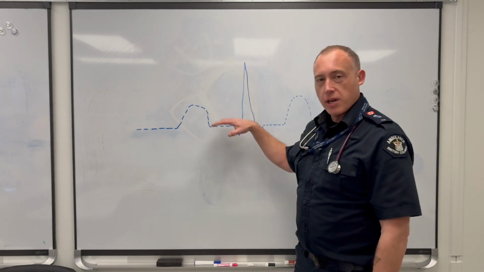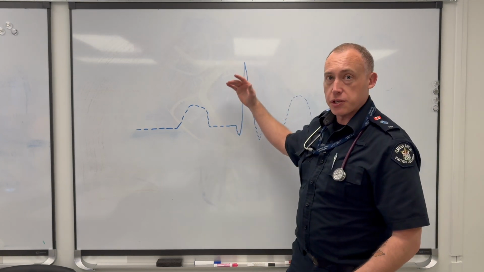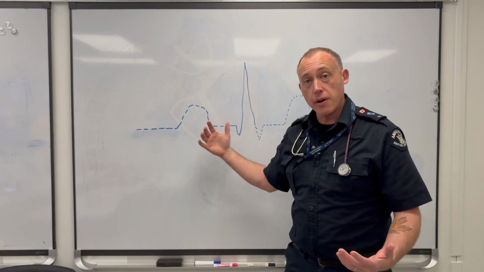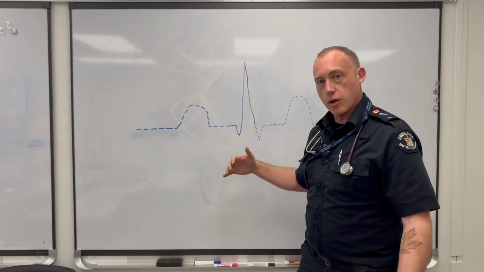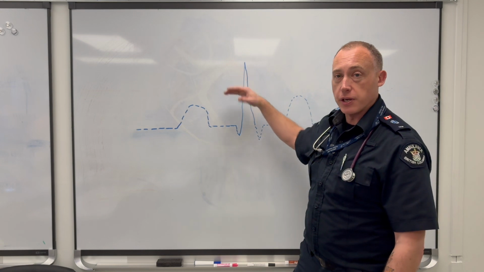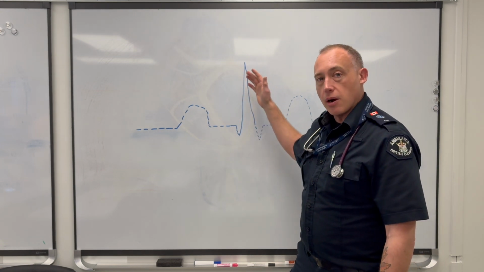So the R wave is defined as the first upward deflection that comes after the P wave and the PR interval. If you see a downward deflection, that's a Q wave like we talked about, and the first upward deflection is going to be the R wave.